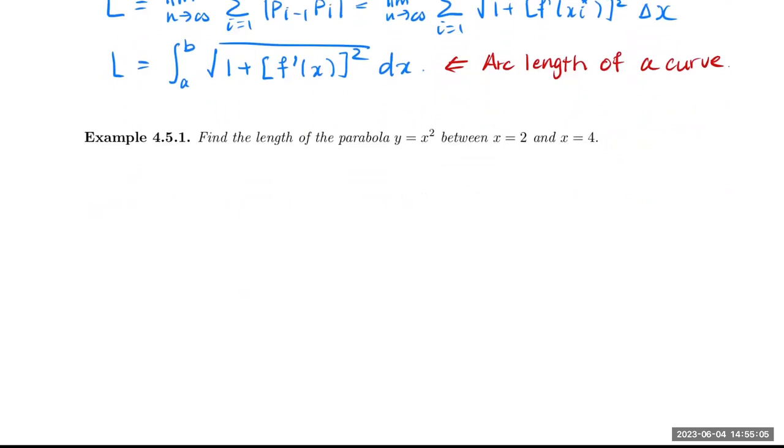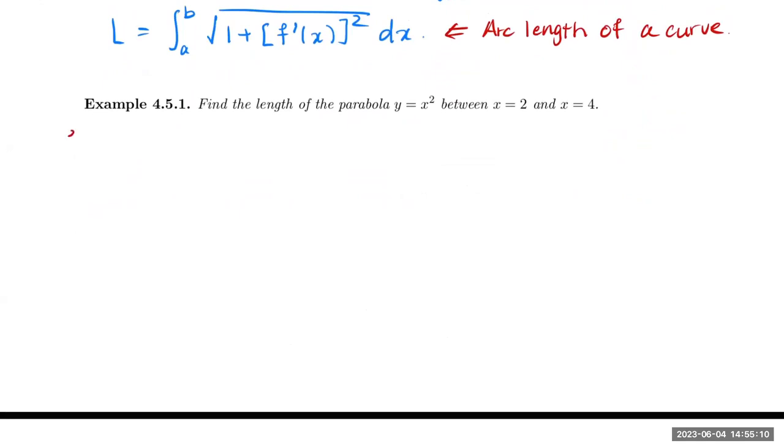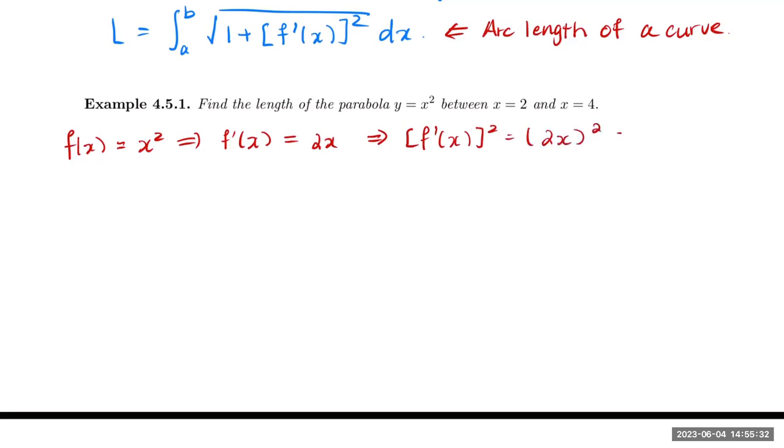Let's make that easy. So if we have f of x being x squared, then f prime of x is going to equal 2x. And we're going to also take the whole derivative squared. So f prime of x, the whole thing squared, is just going to be 2x and then square it. So that's going to be 4x squared. So we could just go ahead and put that into the formula.